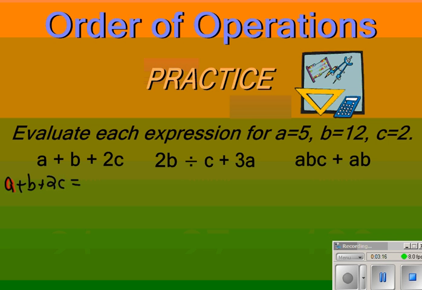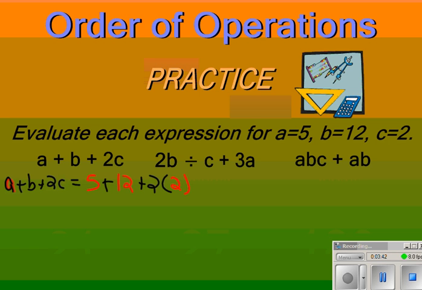So I would have A equals 5 plus B, which equals 12, plus 2, parentheses, C, that equals 2. Okay? So the first thing I'm going to do is substitute my values for my variables. Then I can start solving using order of operations.